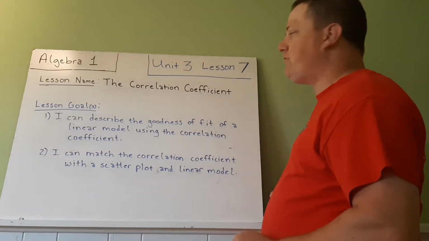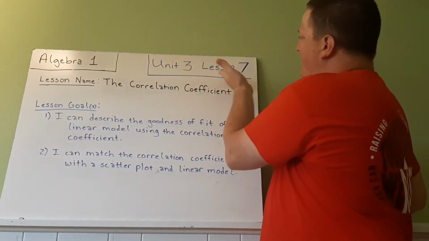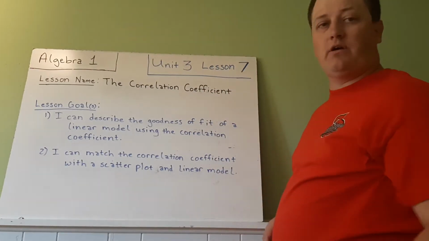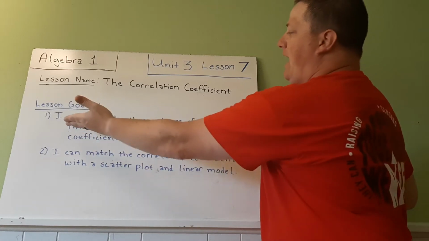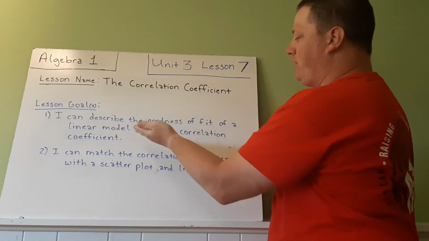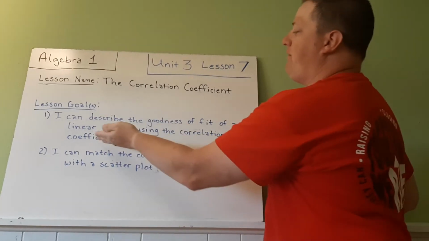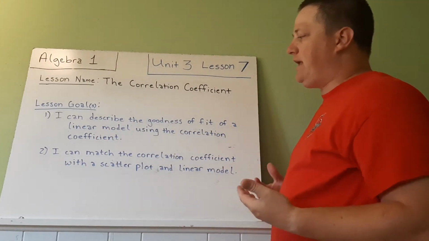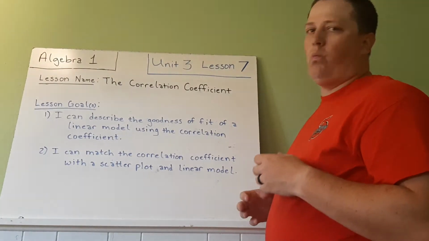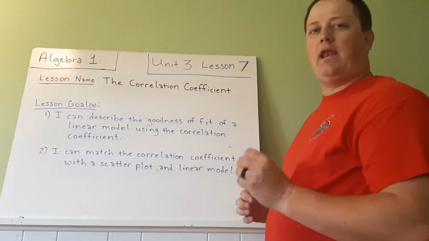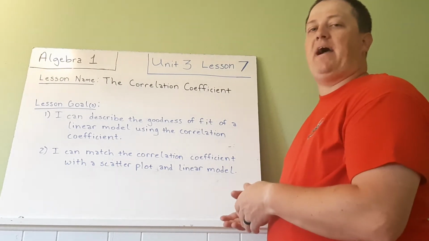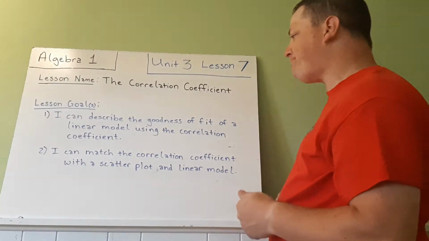All right, Algebra 1 students, let's look at Unit 3, Lesson 7, the correlation coefficient. So there are two goals here. I can describe the goodness of fit of a linear model using the correlation coefficient. So we're going to get the correlation coefficient, and then we're going to understand what this is saying and how it tells us whether a line is a good fit, a bad fit, somewhere in between.